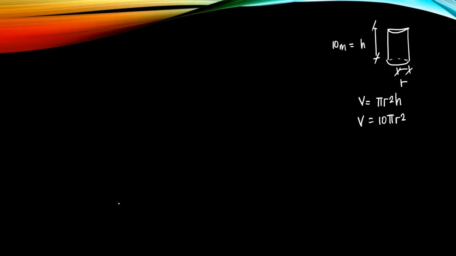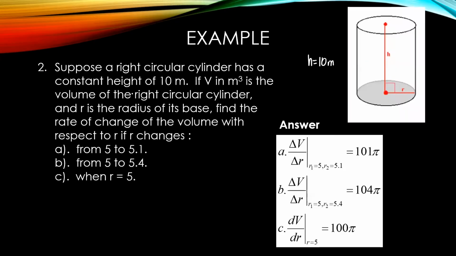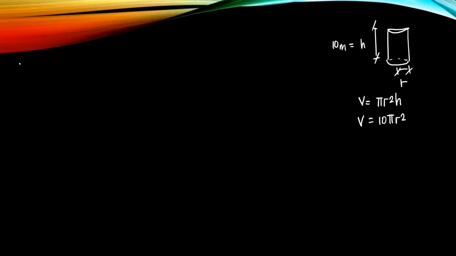So the only thing that's changing is the radius according to this. The first thing being asked is what's the rate of change of volume? But you can see in letter A, the change is measurable. So that means for letter A, it's basically change in volume with respect to radius, when radius number 1 is 5, radius number 2 is 5.1.